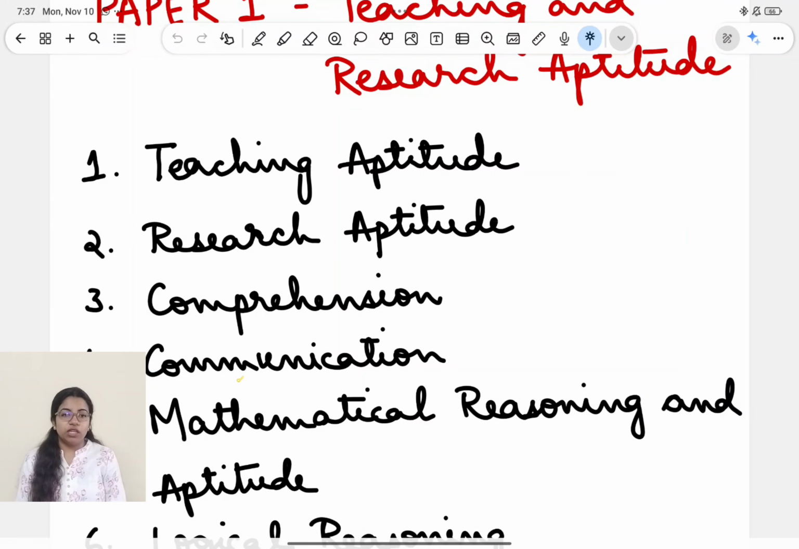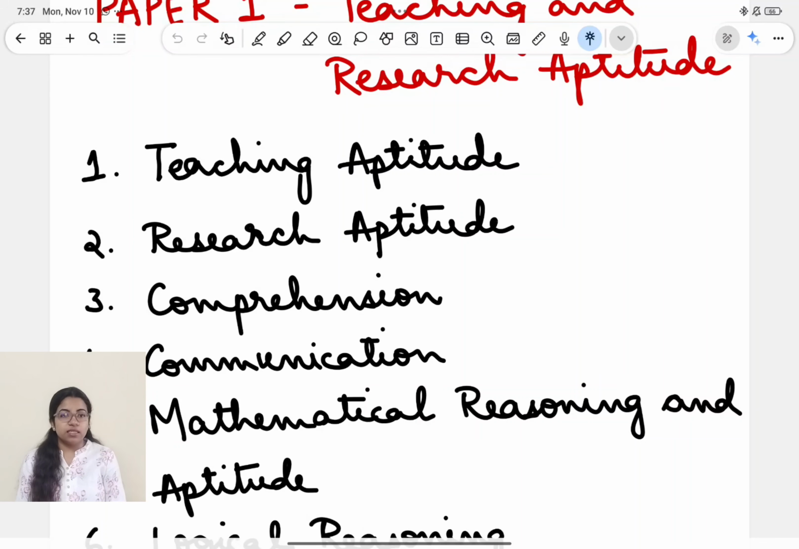Next one is communication. Here you will be asked about what are the different processes involved in communication, what are the types, what are the barriers, and how to build effective communication in a classroom setting. The next one is Unit 5. It is mathematical reasoning and aptitude. Here you will be asked about the number series, the letter series, codes, relationships, basic arithmetic reasoning.